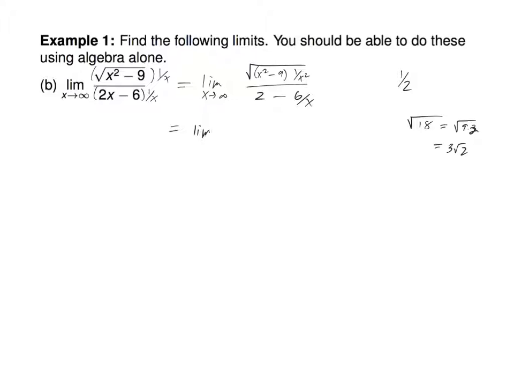So that's the limit as x goes to infinity, root 1 minus 9 over x squared over 2 minus 6 over x. And then you can see the things that have x's in the bottom, those are going to go to 0, right? So you end up with root 1, which is 1, over 2. So half. Great. So those are the algebra examples that I have. We'll see them again later, but that's something you should be familiar with.